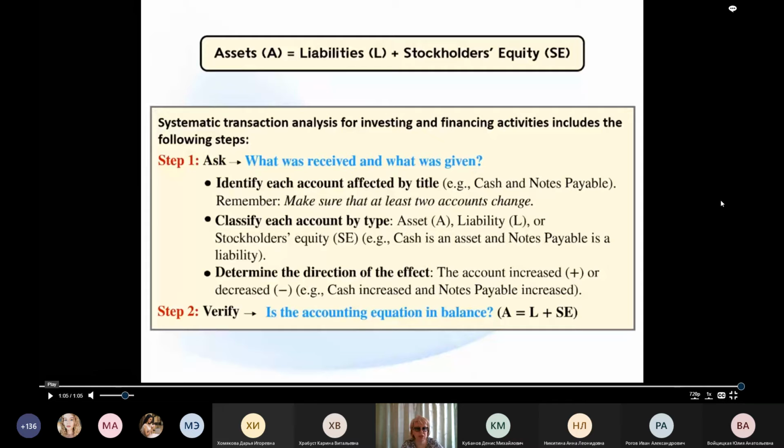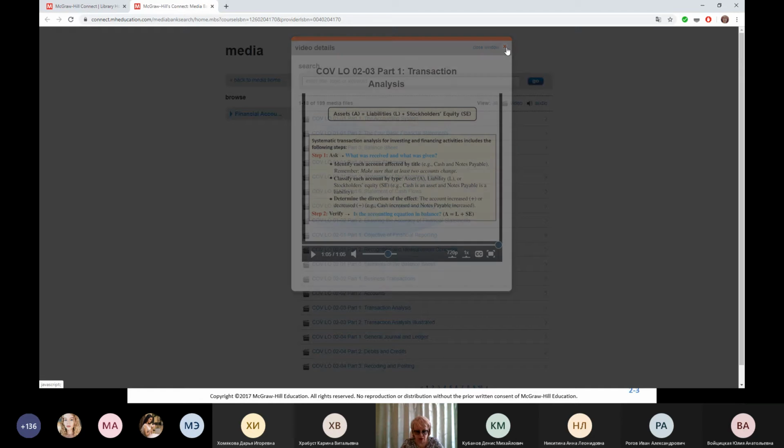And finally, on this step, we should determine the direction of the effect. There are 2 possibilities: plus or minus, increase or decrease. The account increased or decreased. So this is the main and important step in transaction analysis. And finally, we should verify: is the accounting equation in balance after the treatment? What does it mean in balance? Assets are equal to liabilities and stockholders' equity.